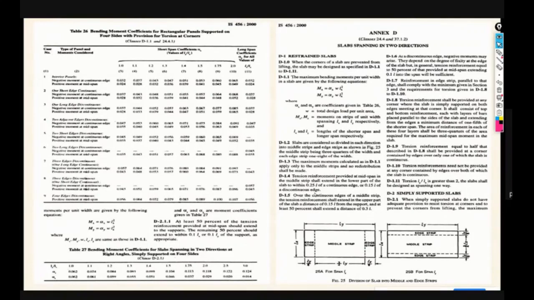But in some cases there will be no beam, only coping has been used. So that's why my question is for that. No, actually such a provision is not there. From a structural point of view, such things I will not allow.